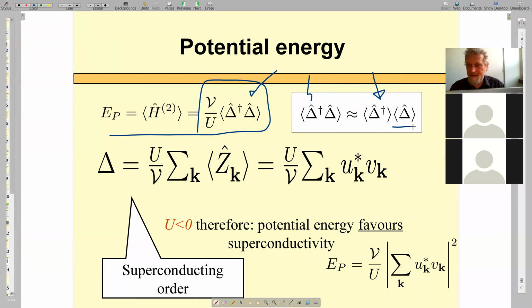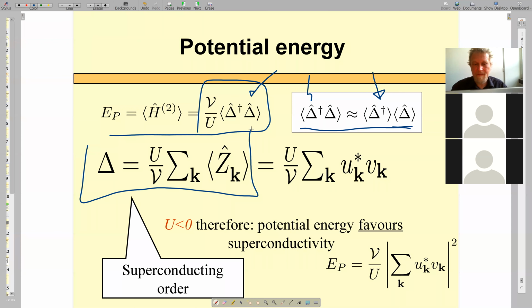So I disregard the fluctuations of delta. This is how it is. If delta doesn't fluctuate, the average of its modulus squared is just a product of averages of these numbers. Good. Then I look here, and I can eventually compute this average delta.